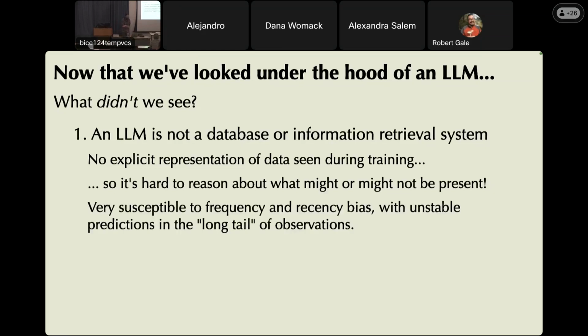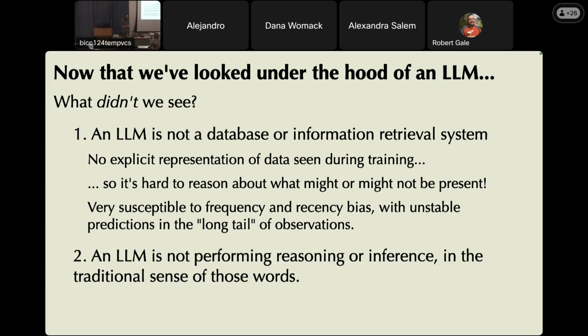LLMs, because they don't have this explicit representation, are very susceptible to recall and frequency bias, because so much of what they know about their input is encoded in that representation of the history. Stuff that's close to the end of the history gets a lot more weight.